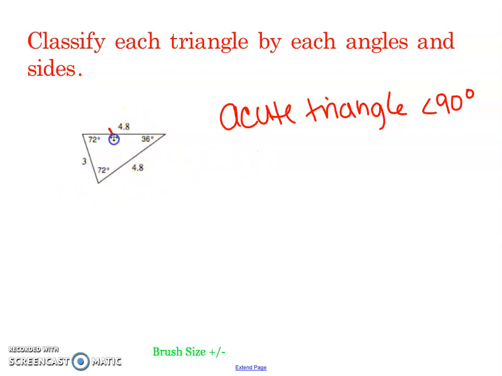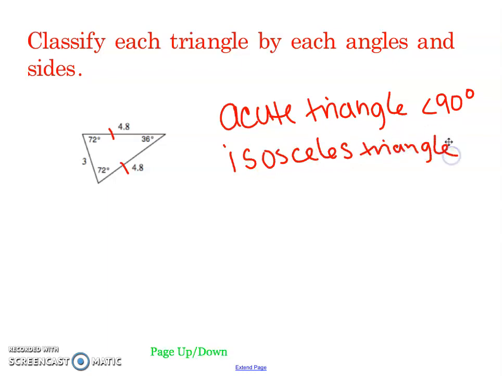So because these 2 sides are equal, we could signify it by putting dash marks. It has 2 sides the same. It's called an isosceles triangle. So the triangle that is pictured here is an acute isosceles triangle.